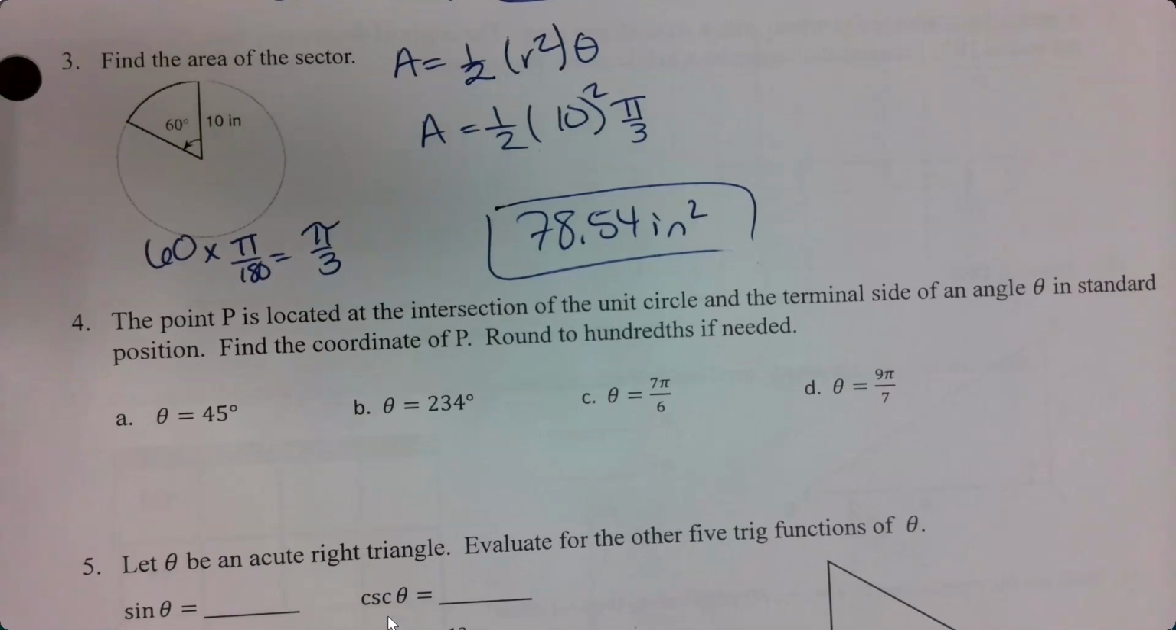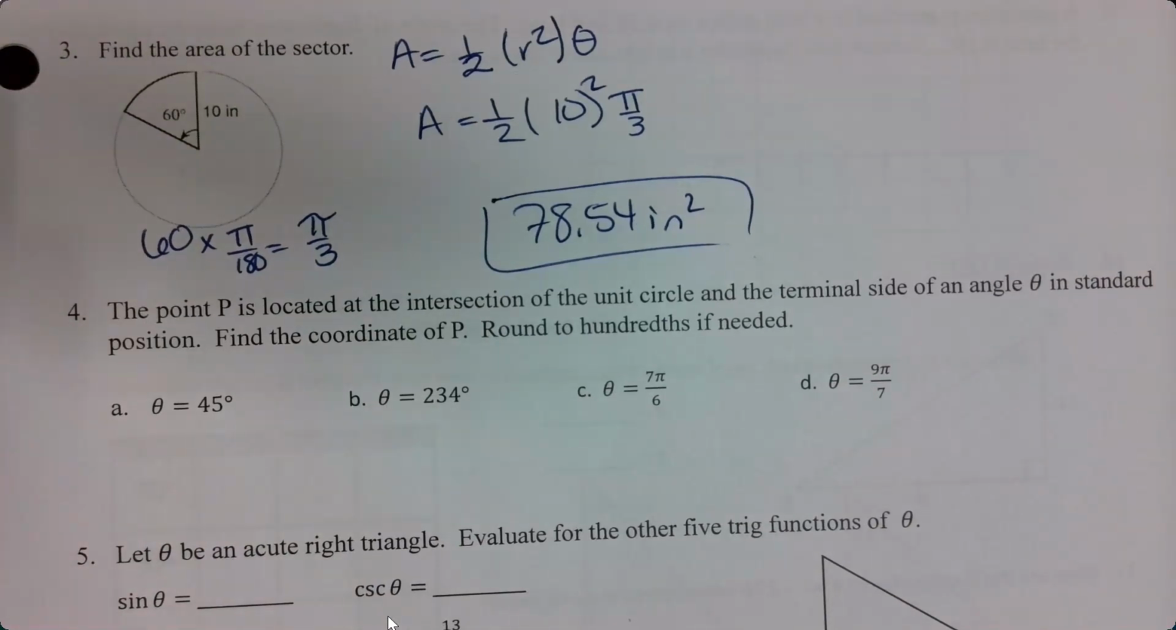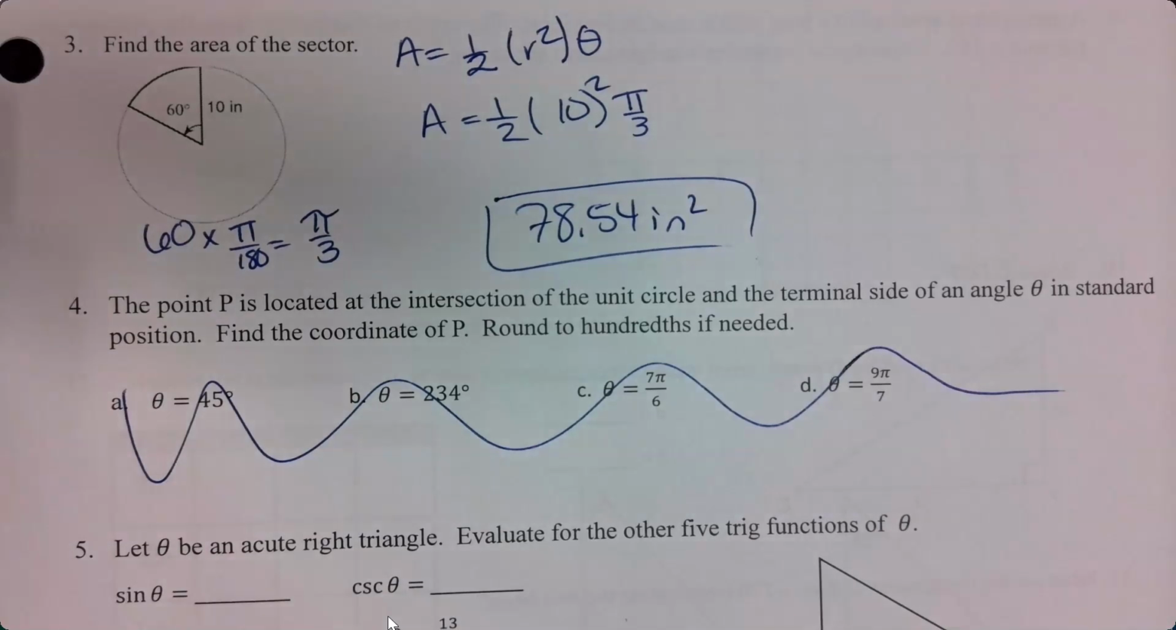Okay. Number 4 says the point P is located at the intersection of the unit circle and a terminal side of an angle theta in standard position. Find the coordinates of P. This one isn't on the test, so skip it.